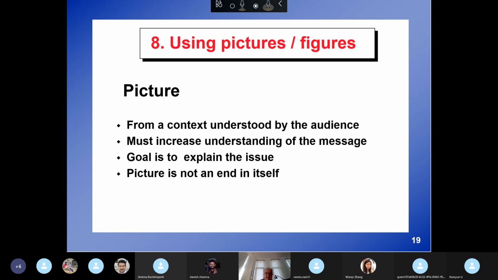Why? Because you have to simplify. You have to be able to be understood in words. And this is exactly why, in the same way as they play a big role in papers, figures and pictures and symbols and drawings play a fundamental role also in presentations.